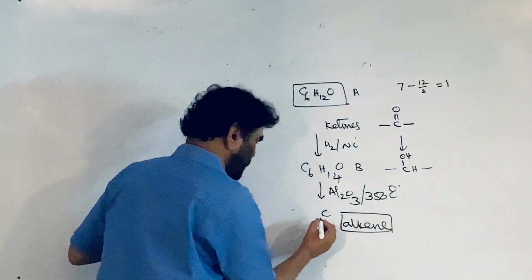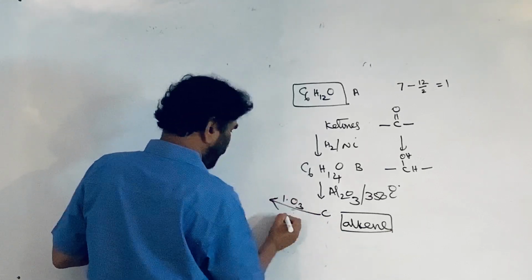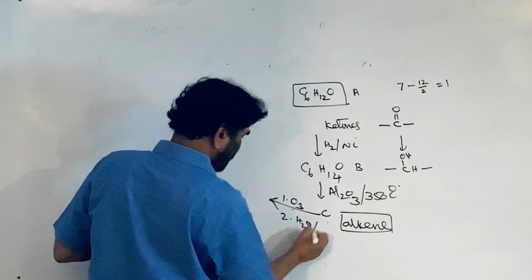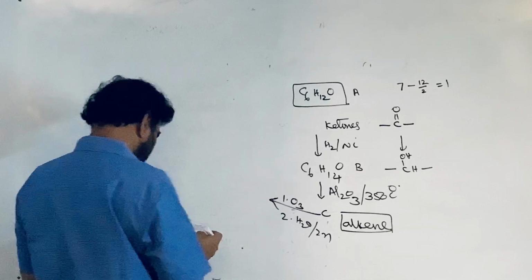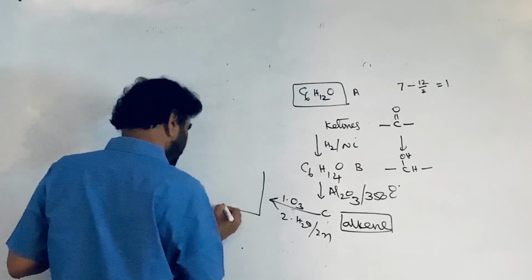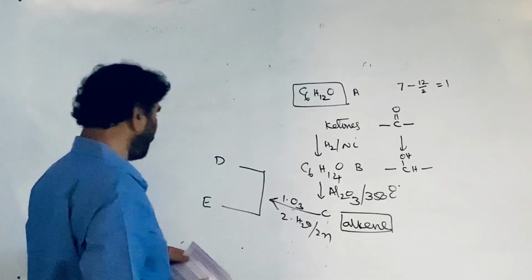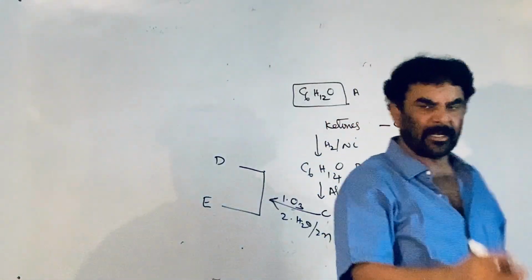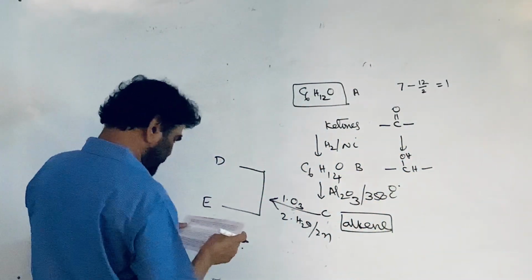This is treated with ozone followed by hydrolysis in the presence of zinc dust, and gives D and E. One is D, the other is E. Two products are formed, cutting through the double bond. D and E.